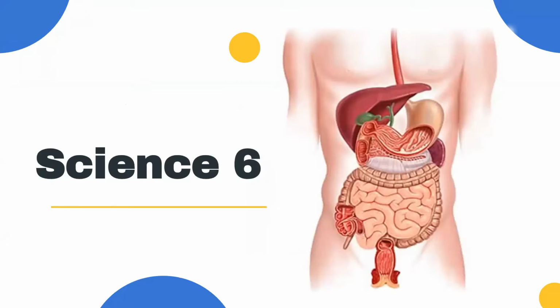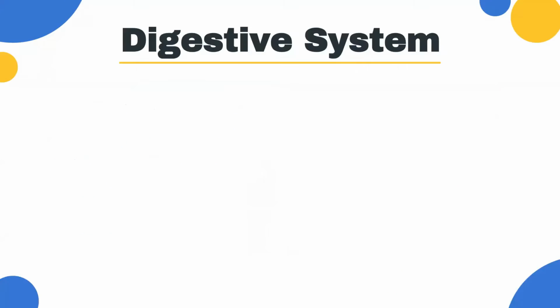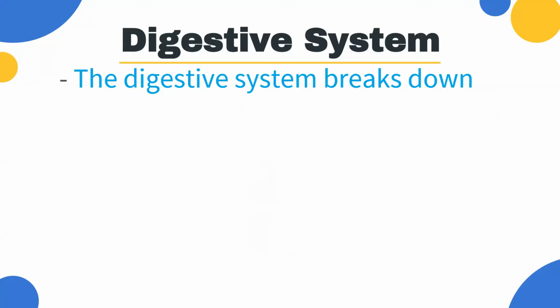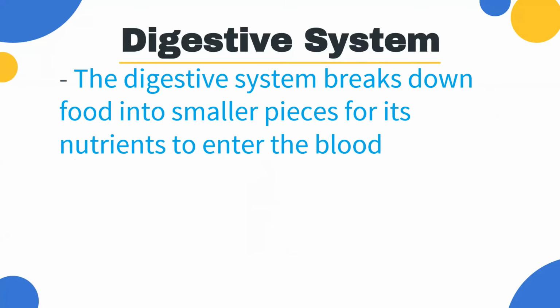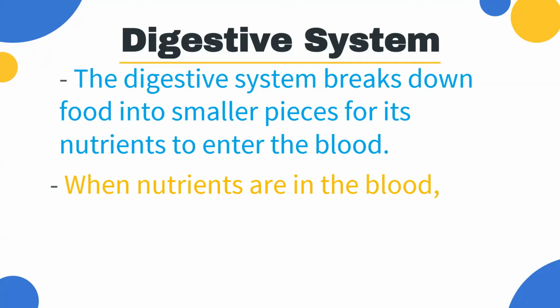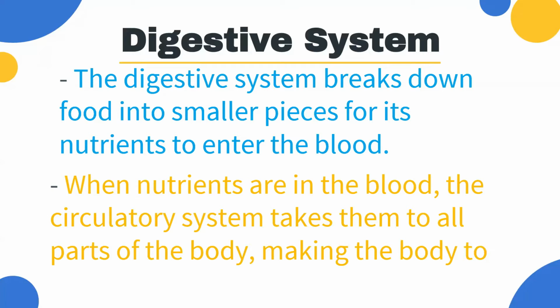We just finished lesson 1 and had a 10 points evaluation, and now we're going to proceed to lesson 2, which is the digestive system. So let us start by defining what the digestive system is all about. The digestive system breaks down food into smaller pieces for its nutrients to enter the blood. When nutrients are in the blood, the circulatory system takes them to all parts of the body, making the body grow and stay healthy.